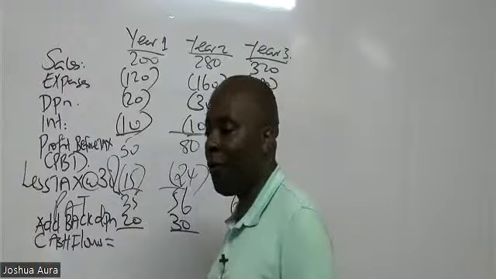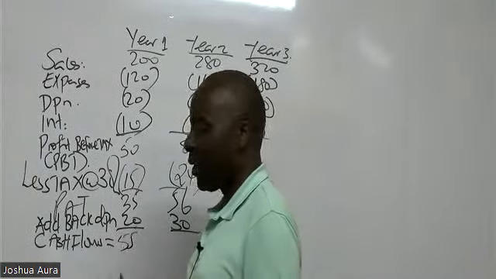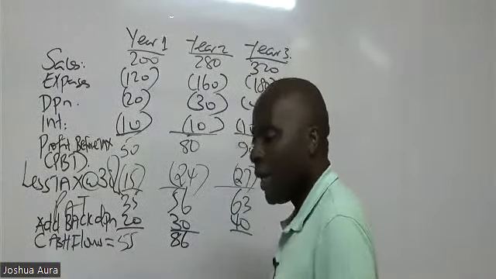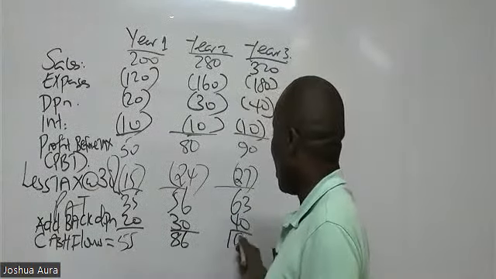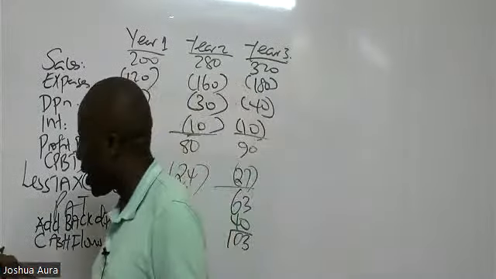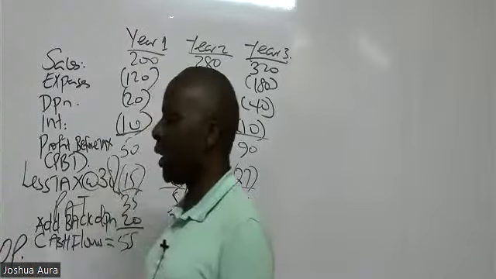So I'm being given a figure of 55. Then we have 86. And then we have 103. Now, these are the operational cash flows. Please write there, right there, operational cash flows.